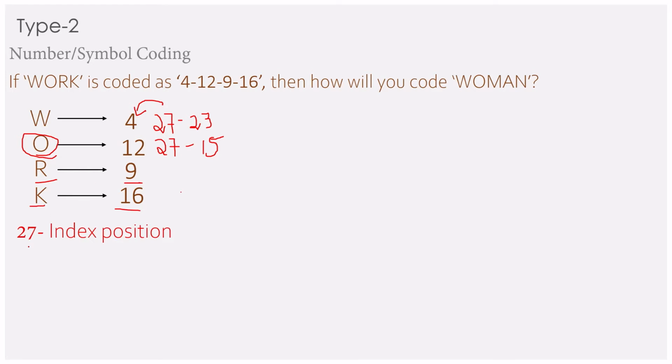So just bring out the question they are asking, that is WOMAN. Let's bring up WOMAN over here and map the same way. W's index position is 23. Just subtract it from 27, so you'll get 4 again. 4, 12, 14, 26, and 13. That's the answer for WOMAN they are asking.